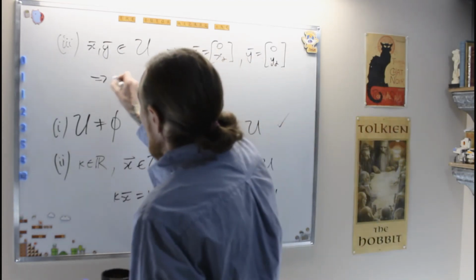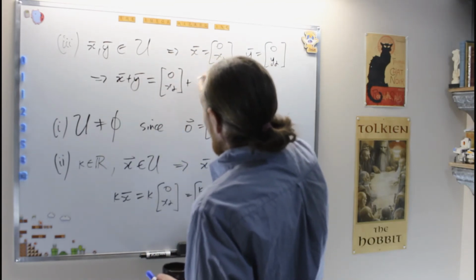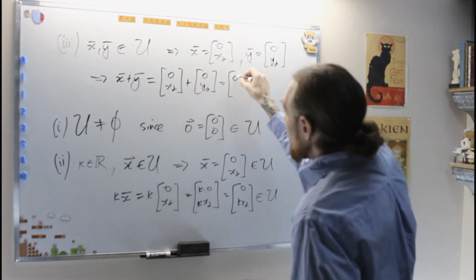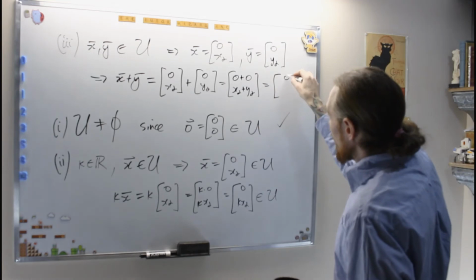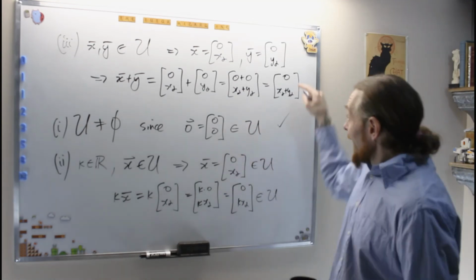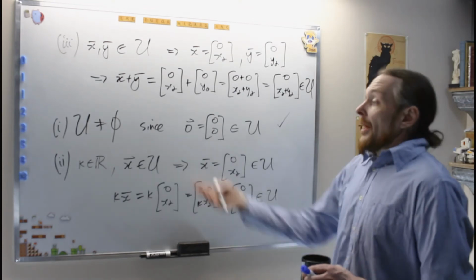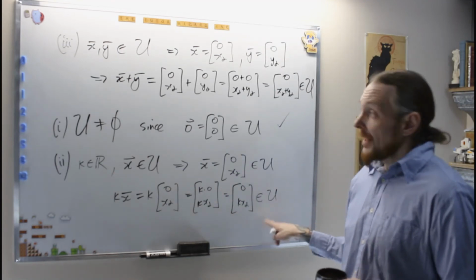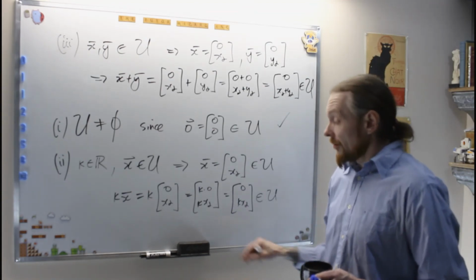So x plus y is equal to (0, x2) plus (0, y2), which by vector addition, coordinate-wise, is (0 plus 0, x2 plus y2). 0 plus 0 is 0, so the first coordinate is 0, and then we have x2 plus y2, which is also a real number. Does that look like a cat again? Yeah, its first coordinate is 0, so it's in U. So this is definitely in U. Therefore, it's non-empty, it is closed under scalar multiplication, and it is closed under addition. Thus, U is a subspace of R2.